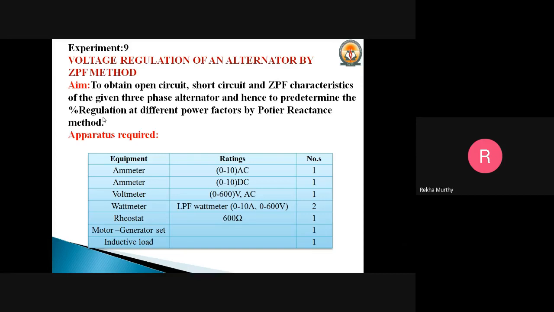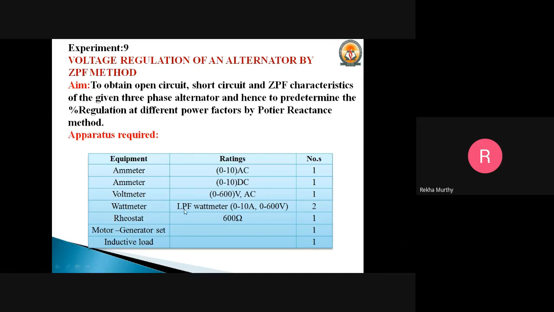To determine the armature leakage reactance and the armature reaction MMF separately, two tests are performed on this alternator: the open circuit test and the zero power factor test. Here also we consider the same setup, so we will use almost the same equipment.